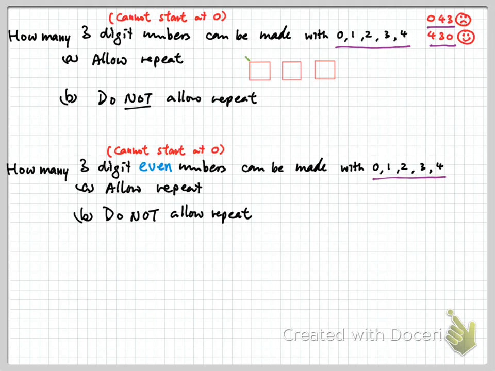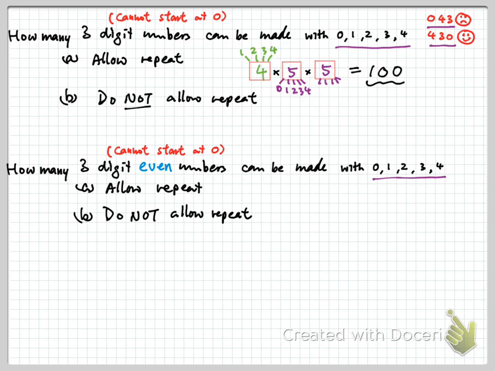It cannot be 0, so there are only 4 choices for the digit on the left hand side. But then for the other 2 digits, you still have 5 choices: 0, 1, 2, 3, 4. So after all, the answer is the multiplication, and there are 100 3-digit numbers you can make, if you allow repeat.